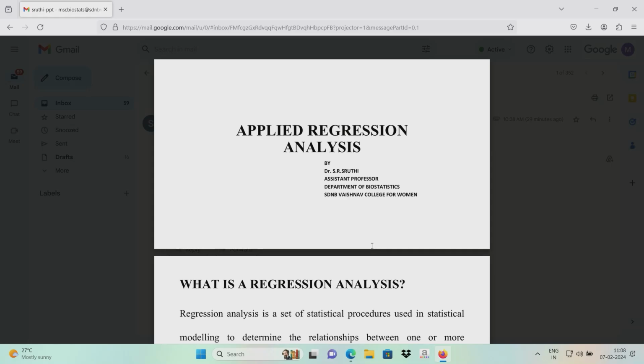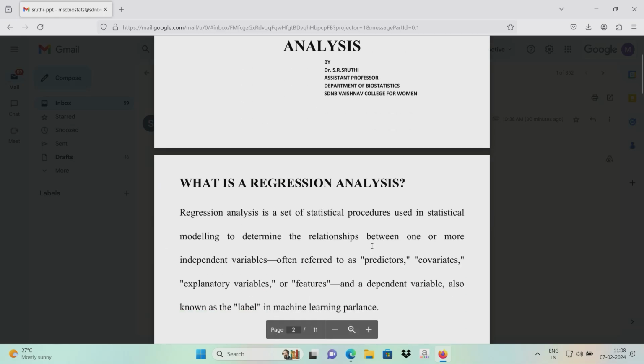So what do you mean by regression analysis? Regression analysis is nothing but a set of statistical procedures used in statistical modeling to determine the relationship between one or more independent variables and a dependent variable. Independent variables are often referred to as predictors or covariates, and the dependent variable is otherwise known as the label.